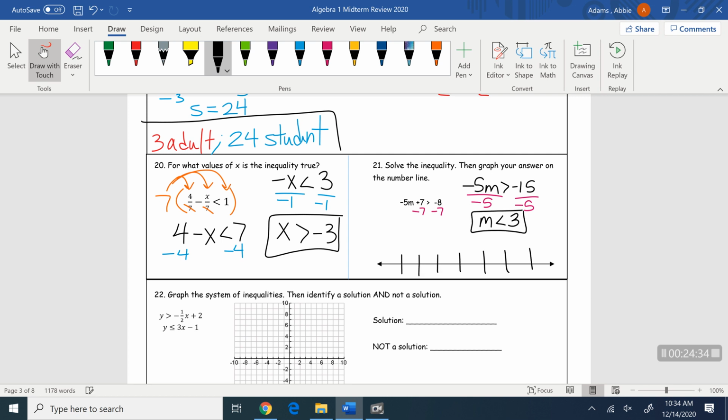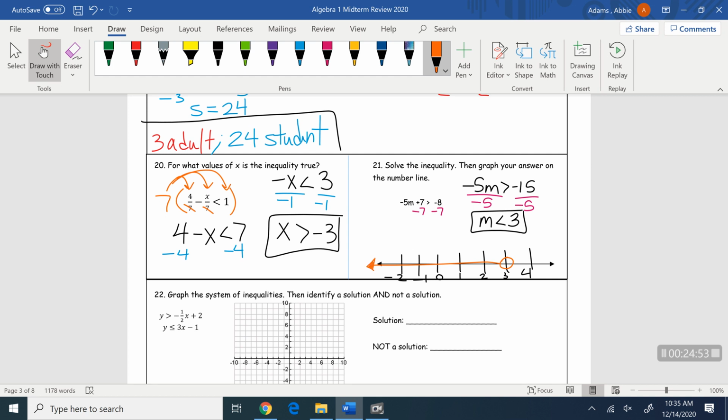And if we put that on our number line, let's say negative 2, negative 1, 0, 1, 2, 3, 4. It's going to be an open circle at 3 because it doesn't equal it. And so it's going to be everything less than 3, so pointing towards the left.